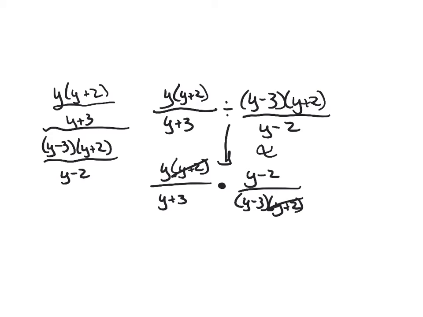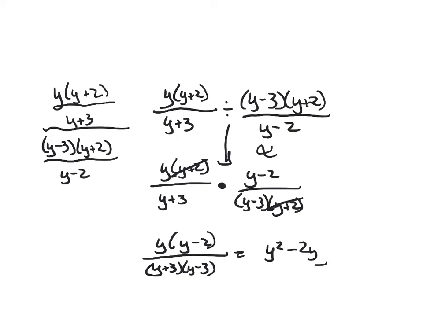This cancels out, that cancels out. You get y times y minus 2 all over y plus 3 y minus 3, which is a difference of squares, which I could leave like this, or I could combine and do y squared minus 2y over y squared minus 9. So this may be the most common, but you may see it this way on some tests.